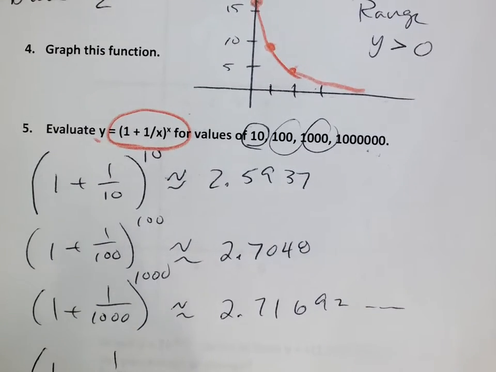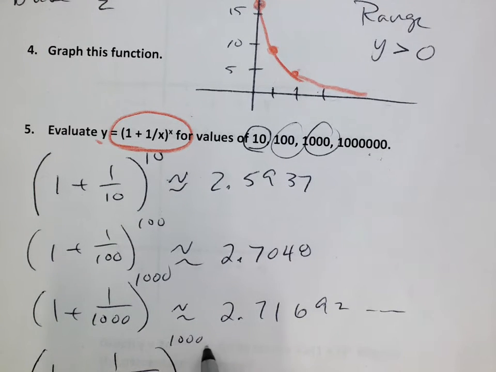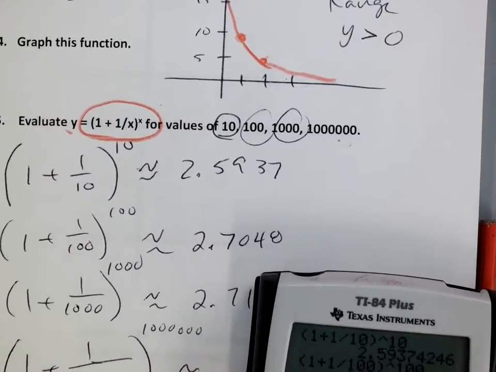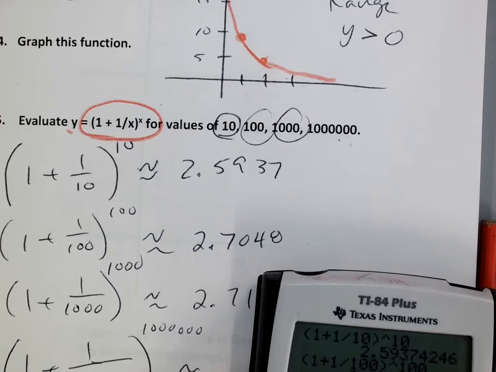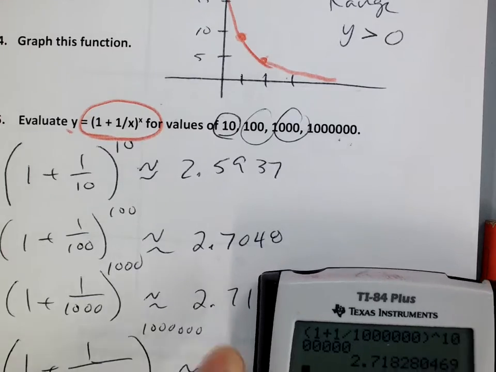And then we'll try a million. 1 plus 1 over 1 million, which has 6 zeros, to the millionth. And you'd think it'd be gigantic, wouldn't you? Well, all right, let's check that out. Parentheses 1 plus 1 divided by 1,000,000 to the power of 1,000,000. Oh, I must have done something wrong because that's not right. There it is: 2.718.